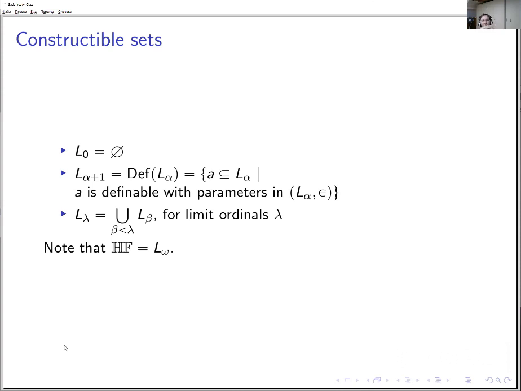As usual, constructible sets are defined by recursion on ordinals. We start with the empty set, and then we iterate first order definability with parameters over each previous level.